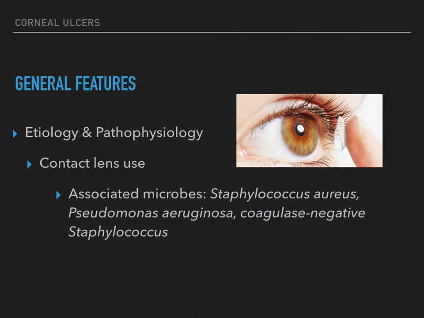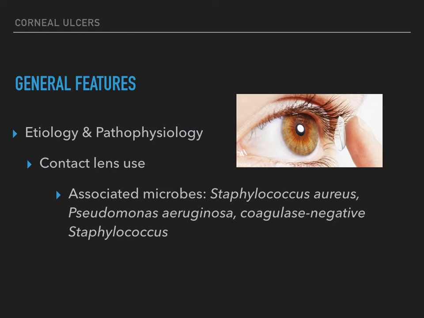Now we'll talk a little about the etiology and pathophysiology of corneal ulcers. Over the years, contact lens use has become increasingly more popular. From the 1950s to the 1980s, there has been a huge shift in contact lenses being the major cause of corneal ulcers. Corneal ulcers are defined as an ulceration of the corneal epithelium with underlying inflammation of the corneal stroma.